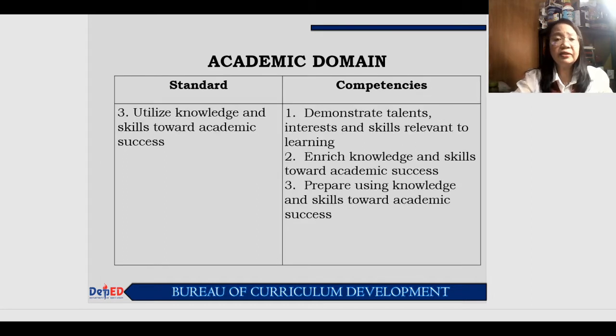Next, third, utilize knowledge and skill toward academic success. Its competencies are: first, demonstrate talents, interests, and skill relevant to learning. Second, enrich knowledge and skill toward academic success. And third, prepare using knowledge and skill toward academic success. Learners can identify skills, talents, and interests relevant to the attainment of their learning.